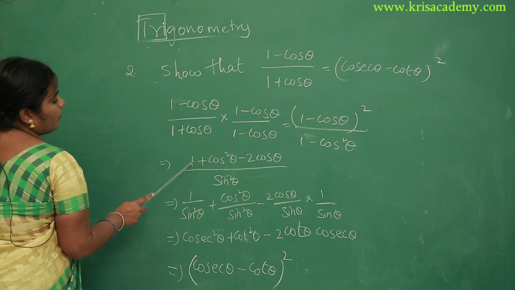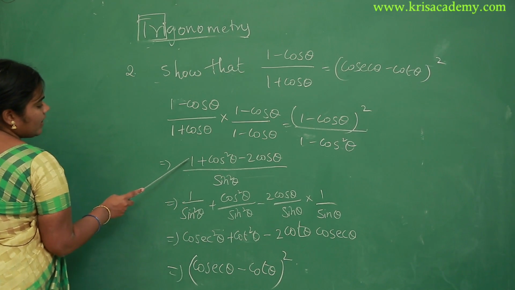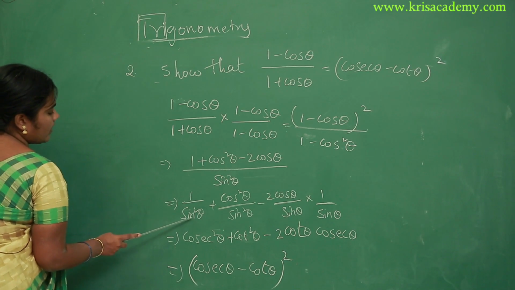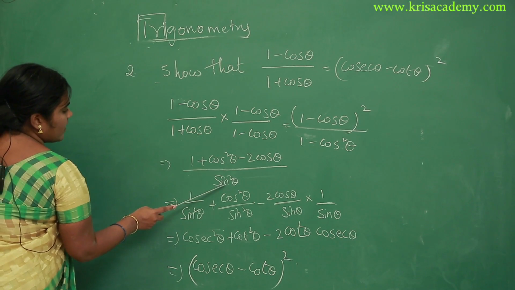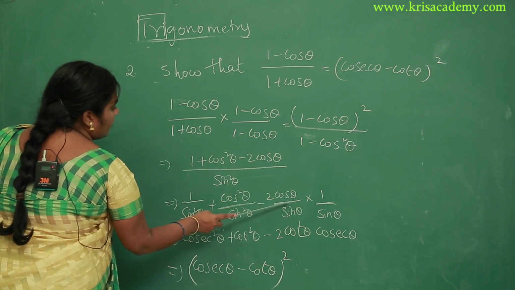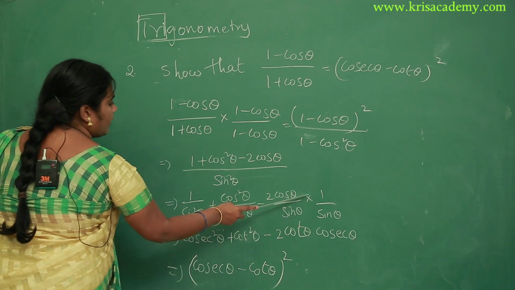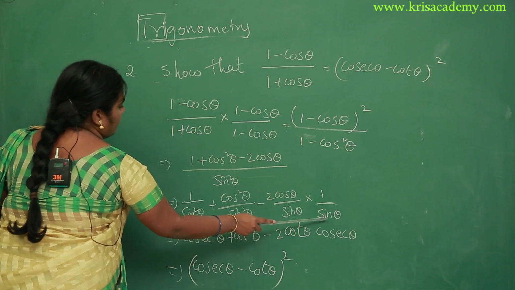Now if you observe, in the numerator we have 3 terms. Denominator is sin square theta. So for each numerator term, split the sin square theta. That means 1 by sin square theta plus cos square theta by sin square theta minus 2 cos theta by, in the denominator 2 times sin theta is there. So write 1 time into 1 more sin theta, we write it as 1 by sin theta.